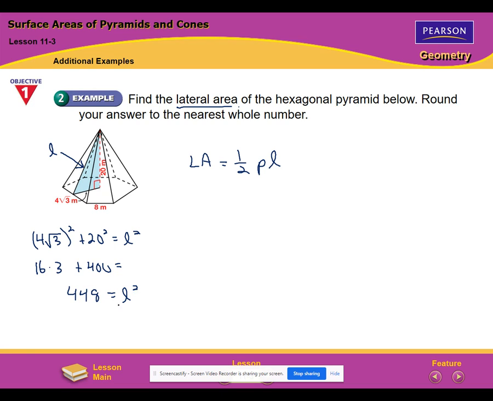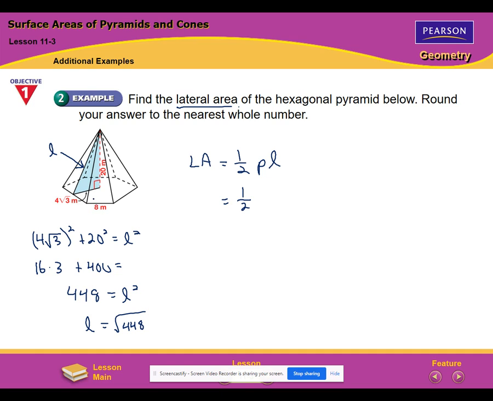L squared is equal to 448. That means that L is equal to the square root of 448. Now, again, if you want to use your calculator, you can, but make sure you use the exact value that you get on your calculator right now when you take the square root of 448. I think it's just better to leave it.